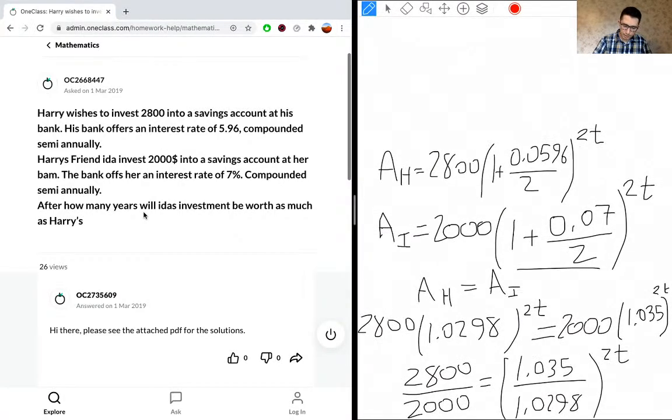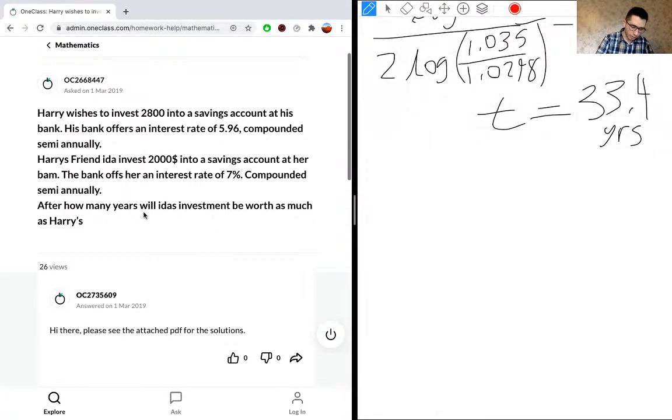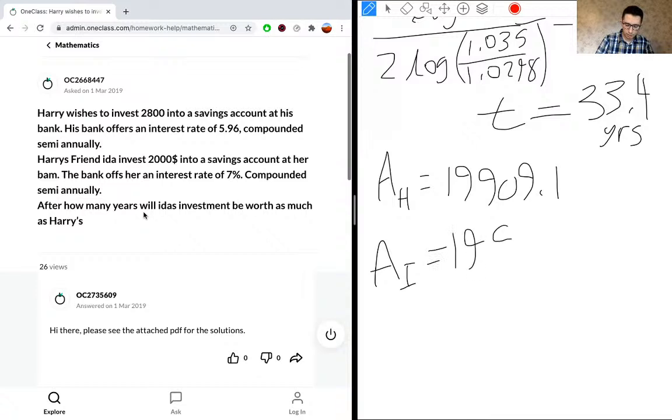We can double check this by plugging 33.4 into this equation and this equation, and we can see what values we get for AH and AI. So I'll just calculate this down here. If you plug it into your calculator, you'll get AH will equal 19909.1, and AI equals 19908.8. I've already plugged these in.